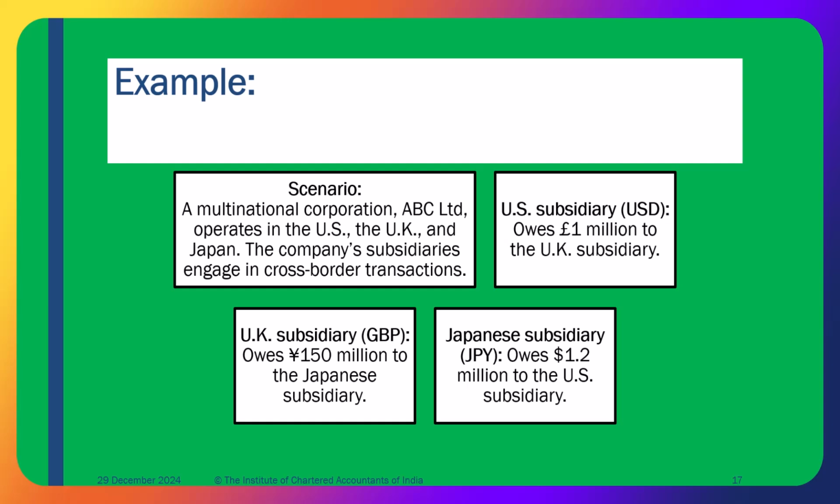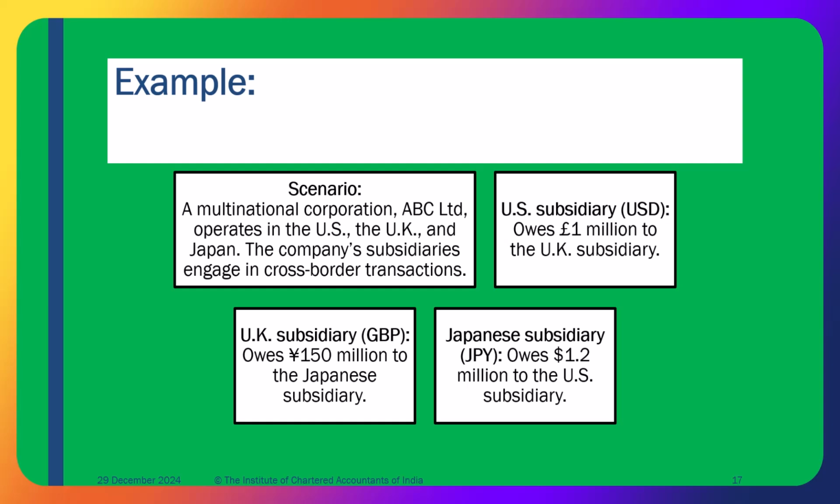US subsidiary को क्या देना है? 1 million. किसको? UK subsidiary को. और UK subsidiary को जो pound में है, they have to pay 150 million yen to the Japanese subsidiary. The Japanese subsidiary owes 1.2 million to US subsidiary. Now all this will be handled by a central treasury, and they'll do netting off. How they do? Let's understand.